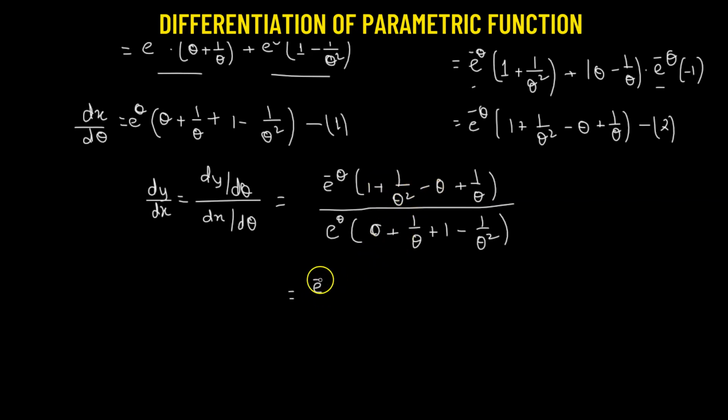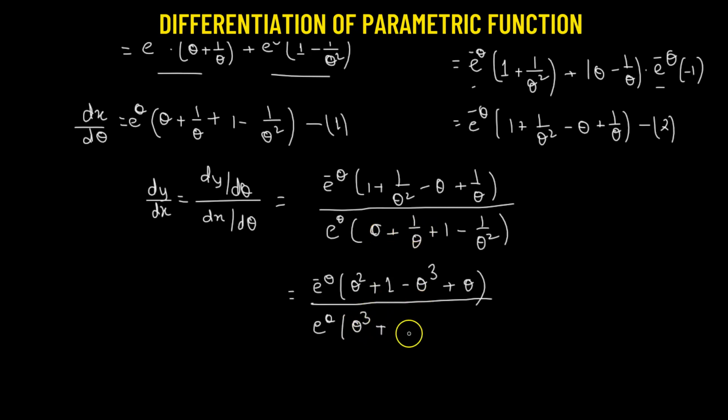So this gives us e raised to the power of negative theta. We're going to multiply theta squared with the terms within the parentheses. So here we have theta squared plus theta squared over theta squared, which will be 1. Theta squared times theta will be theta cubed, plus theta squared over theta will be positive theta. Whole thing divided by e raised to the power of theta. So we have theta multiplied by theta squared, which will be theta cubed, plus theta squared over theta will be theta, plus theta squared minus 1.